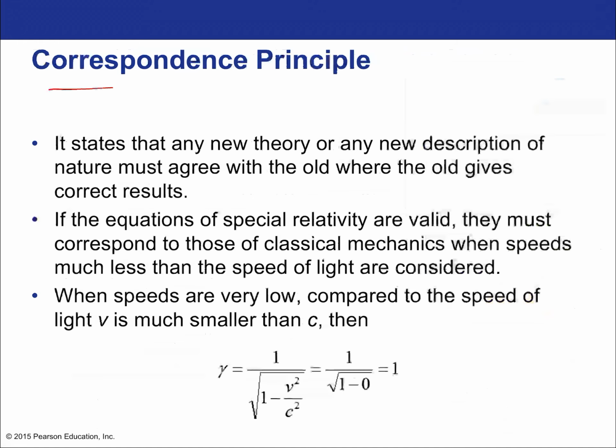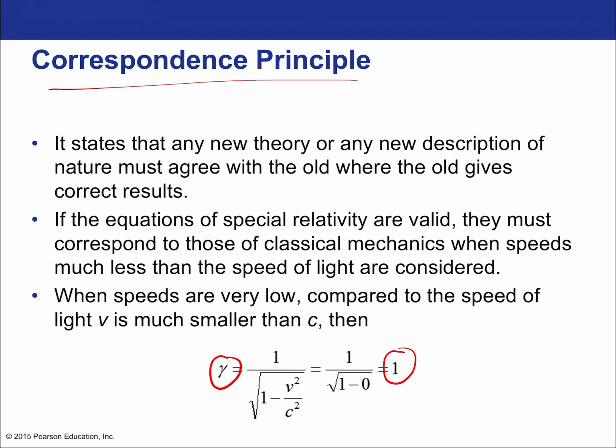So, finally, let's finish things off with the correspondence principle. This is a principle that states that any new theory or any new description of nature must agree with the old theories. So if the equations of special relativity are valid, they must correspond to those of classical mechanics, like Newtonian mechanics, like Maxwell's equations, when the speeds are much less than the speed of light. When speeds are very low compared to the speed of light, v is much smaller than c. And so we get that the gamma factor quickly approaches 1.